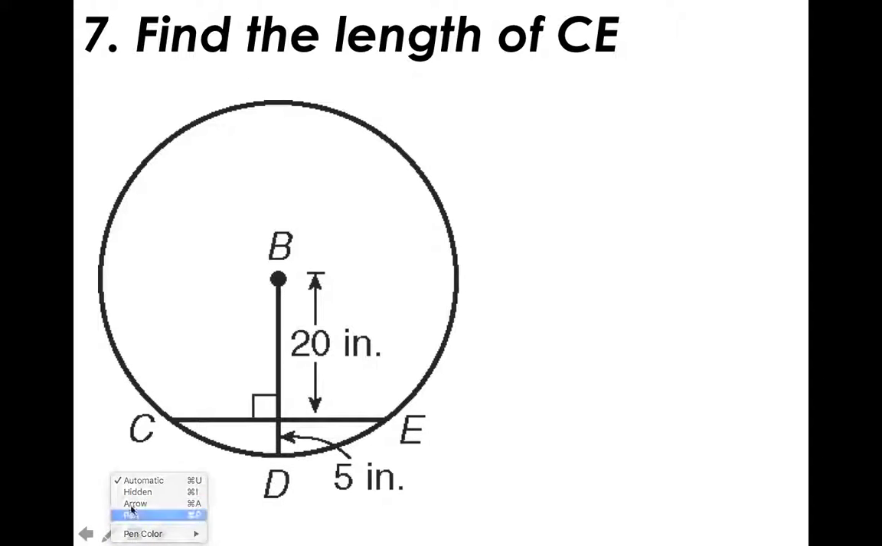All right, so let's look at this one. It says that find the length of CE. Well, let's make sure we understand some things. We should see right here that the length of BD is basically the length of this part plus that part. Well, if this part is 20 and that part is 5, that means that the length of BD is 25. Also, make sure you understand that BD is a radius.